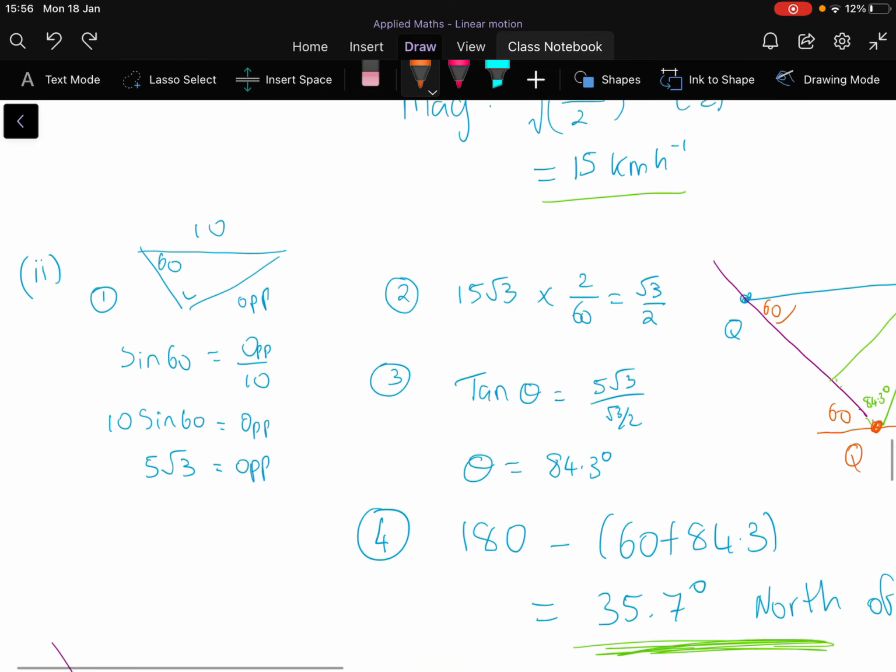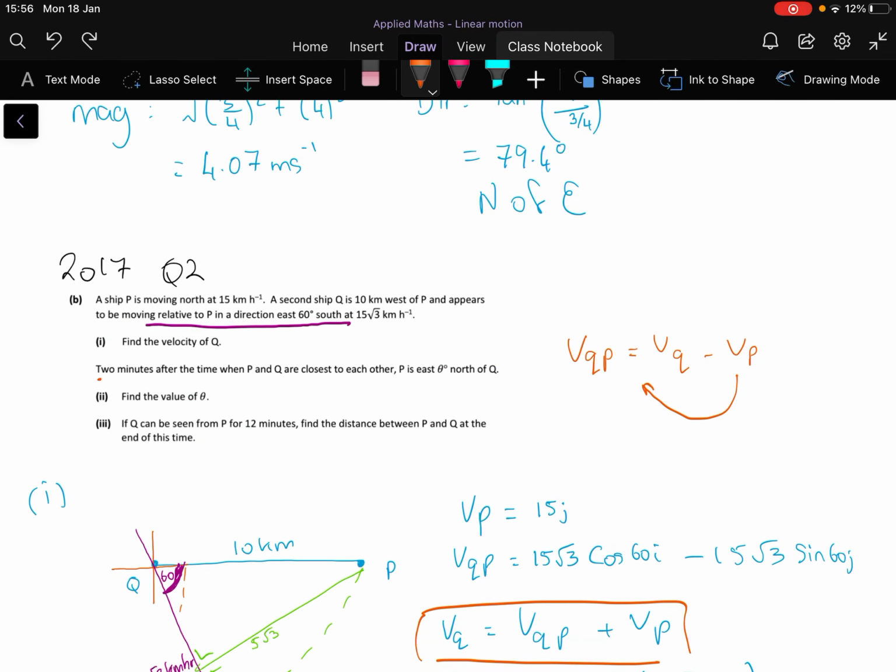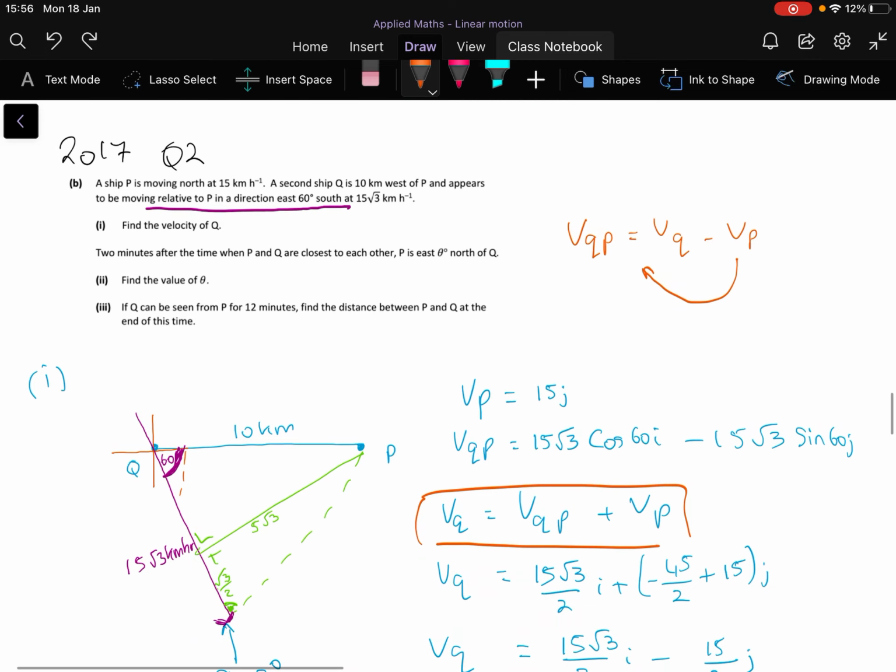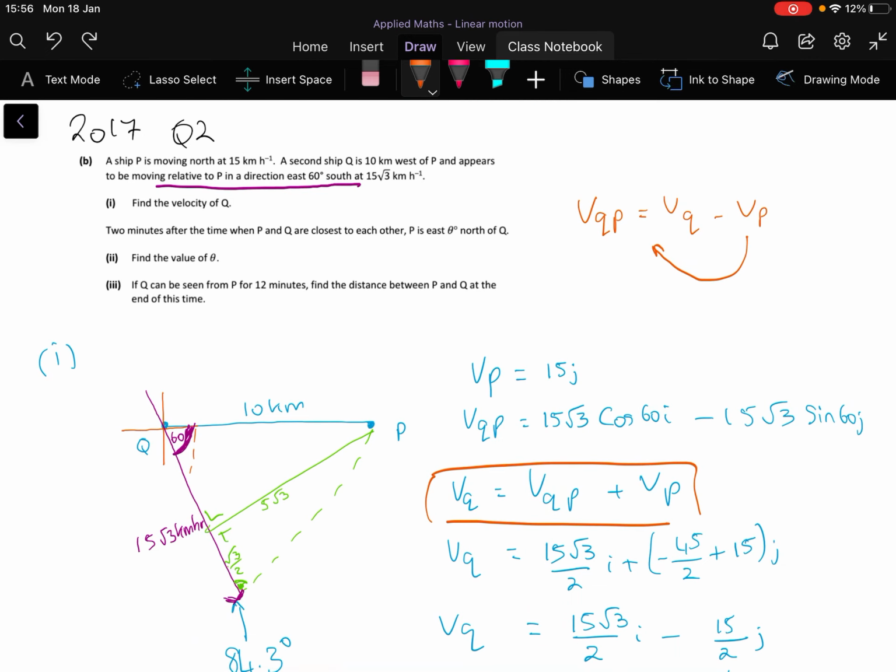Okay. The second part of this question said that 2 minutes after the time when P and Q are closest to each other, P is east a certain number of degrees north of Q, and we have to find that value of the angle. So I'm going to use my previous diagram, and I know that the purple line on this diagram is the velocity of P relative to Q. I know that the 10 kilometers is a distance I was given where they were at a certain stage. And now, in the eyes of P, P is not moving, but Q is moving along that purple line, going kind of southwards.